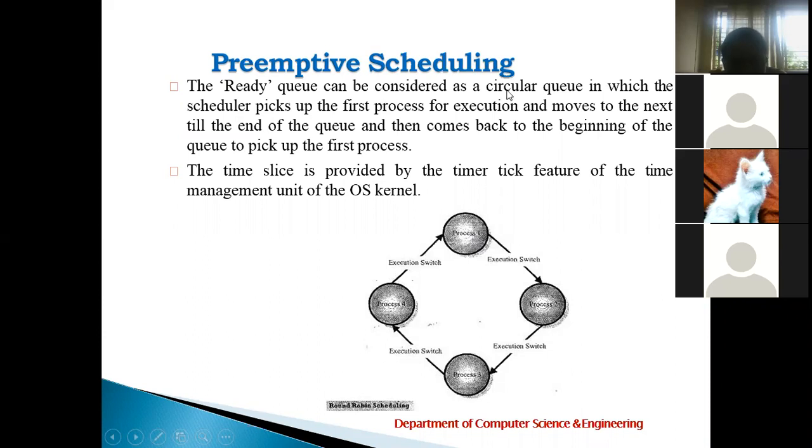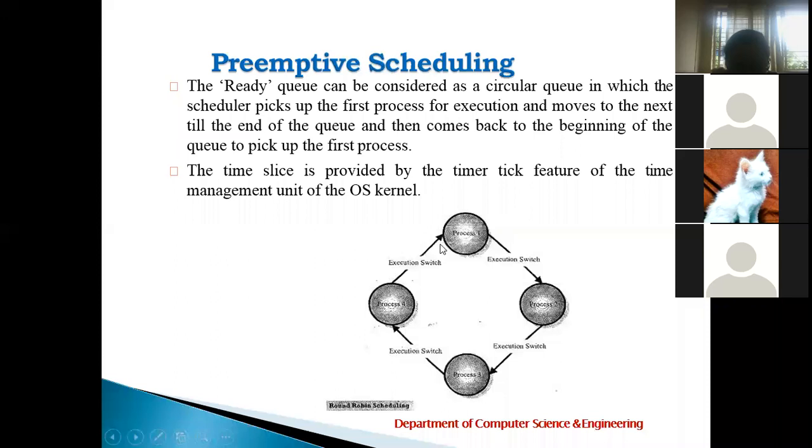The ready queue can be considered as a circular queue in which the scheduler picks up the first process for execution and moves to the next till the end of the queue, and then comes back again to the beginning of the queue to pick up the first process, right? The time slice is provided by the timer tick feature of the time management unit of the OS kernel. So you will try to understand this with the help of the problem, right?